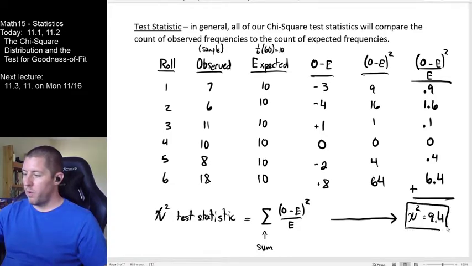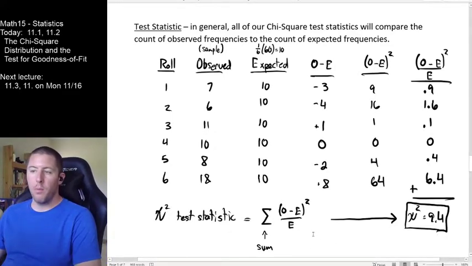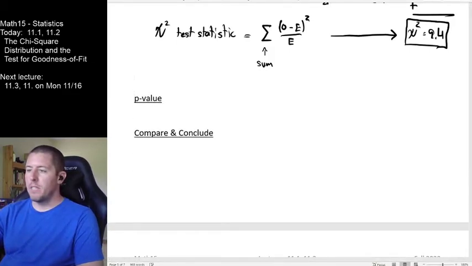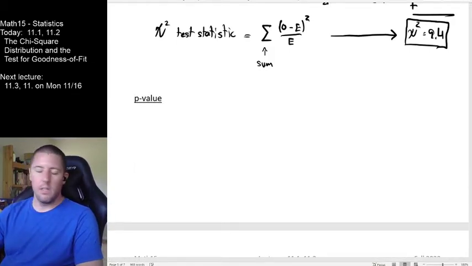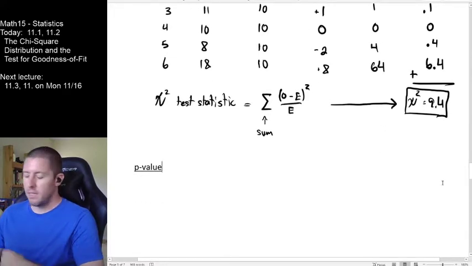So what we have done is computed our test statistic associated with this sample that we've drawn. We expected there to be a uniform distribution across these 60 rolls, so we got our expected counts from that. We had our observed counts, and now we've done a comparison of our observed counts relative to the expected counts. Where we know we're going with this is the same place we always go in our hypothesis testing. Since we have computed a test statistic, our next mission is to compute the p-value associated with this test statistic.